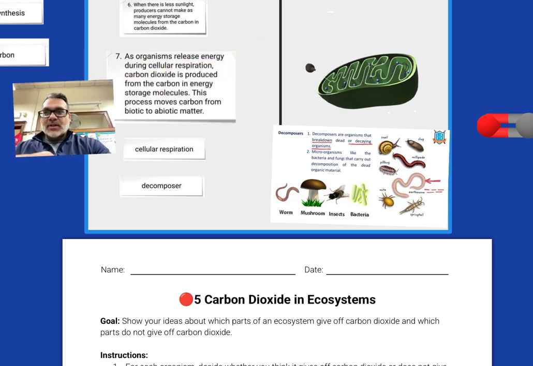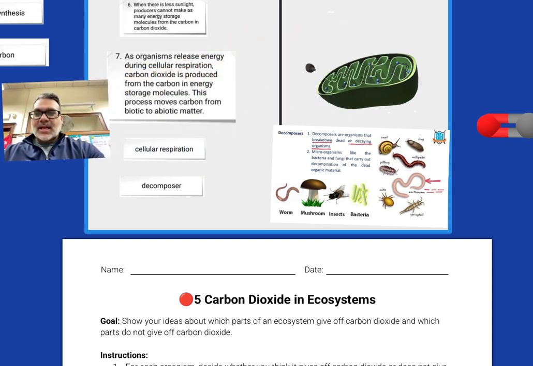So I'm going to put myself over here to the side so that you can see key concept 7, right there. So as organisms release energy during cellular respiration, so we're talking about plants and consumers and decomposers. So all organisms, they release energy during cellular respiration. Carbon dioxide is produced from the carbon that comes from the energy storage molecules. So this process moves carbon from living matter to abiotic matter that is not in living organisms.